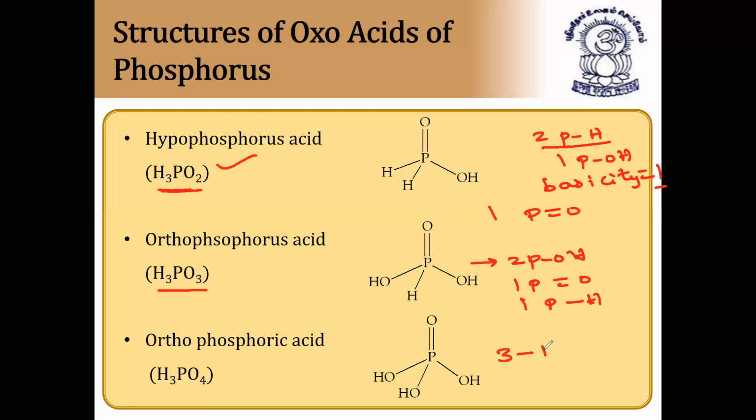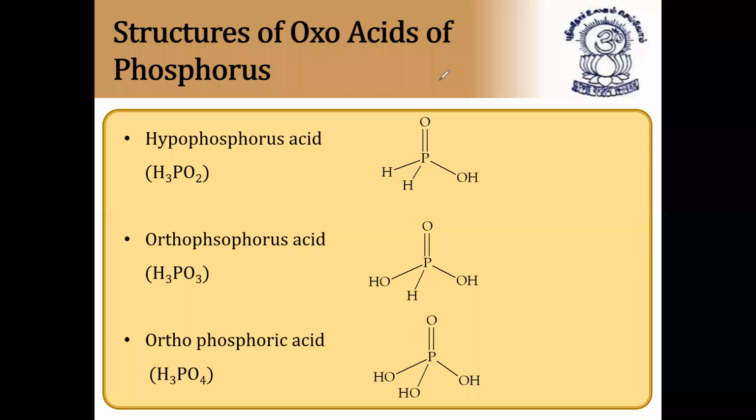It contains three P-OH bonds. That's why it is strongly acidic. So basicity is equal to 3, and for orthophosphorous acid basicity is equal to 2. Basicity means the number of replaceable H+ ions. It is nothing but the basicity of the acid. As it contains two P-OH bonds, its basicity is 2. Orthophosphoric acid contains three P-OH bonds, its basicity is 3. And it contains one P=O bond and three P-OH bonds. So all these structures are very important. So please note it down, practice these structures. Definitely you will get questions based on structures.